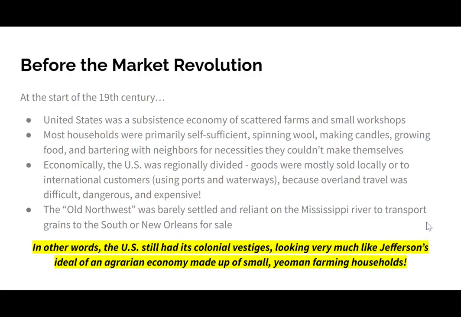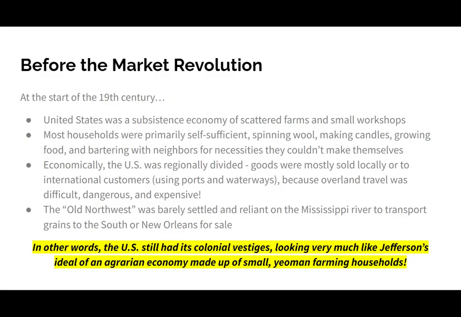Okay, so before the market revolution, at the start of the 19th century, right at the turn of that century, here's what the US economy looked like. The United States was a subsistence economy, mostly made up of scattered farms, small workshops, spaced out villages and smaller towns for the most part. And it was subsistence insofar as people were mostly creating the things they needed to subsist, to survive, to live. Most households functioned essentially as self-sufficient economic units.